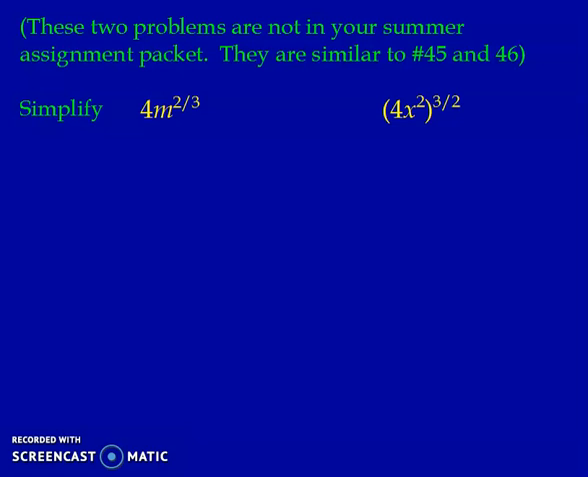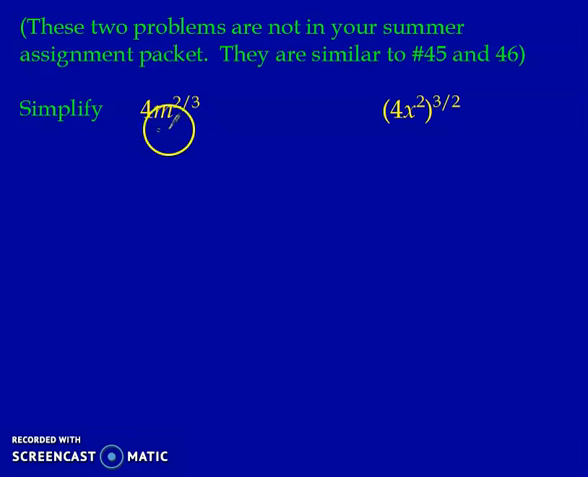This video is going to address exponential types of expressions where there's an exponent, maybe a rational exponent, a fraction, or sometimes not a fractional exponent. So we're going to talk about simplifying these two that we have on the screen now. They're not in your packet, but they're similar to 45 and 46, so if you can do these and follow along, you should be fine. And then we'll do one more type, which is a little more complex.